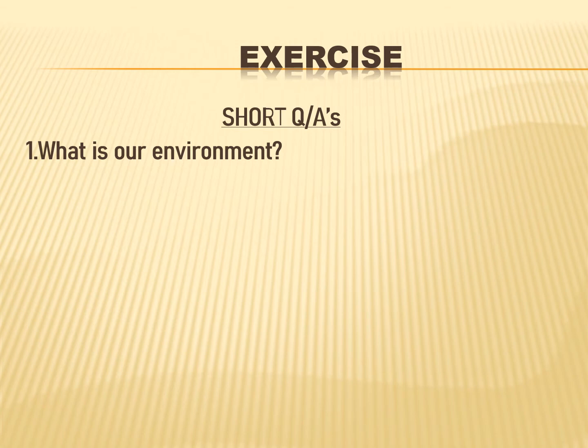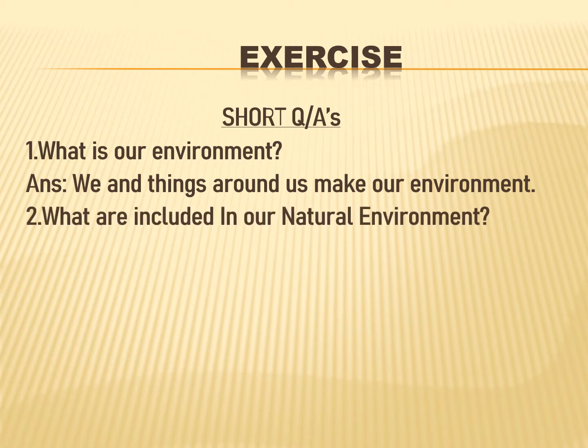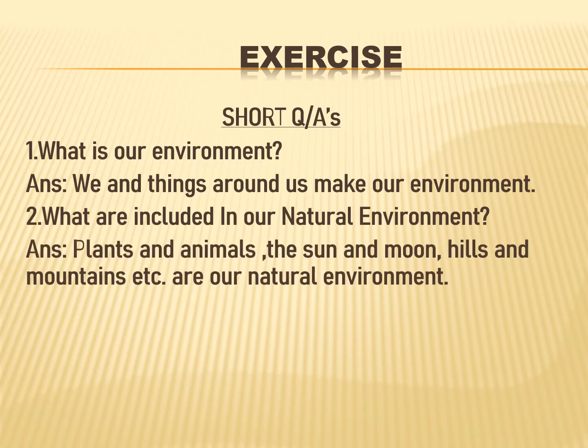I have told you earlier, we and the things around us make our environment. What I explained earlier, what we see existing around us, is called our environment. Then comes our second question: what is included in our natural environment? Environment is divided into two parts, natural and social environment. So the answer is, plants and animals, the sun and moon, hills and mountains, etc.